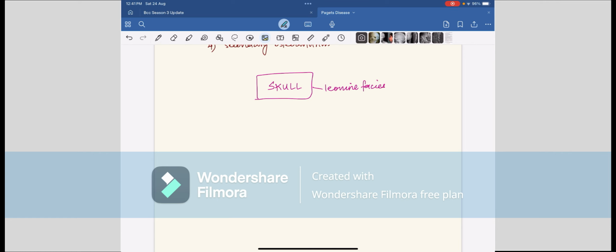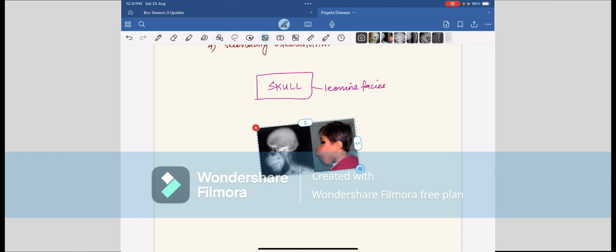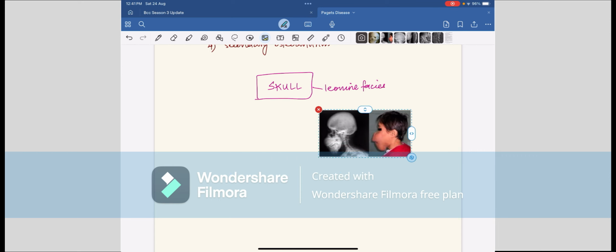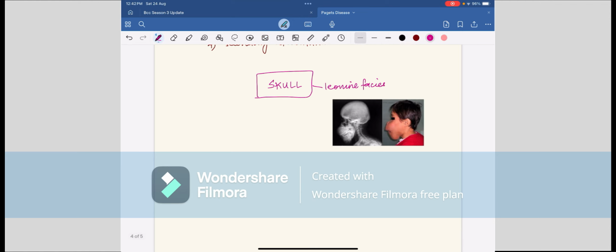So which is evident in this picture. As you can see in this picture, leonine facies, which is evident in this photograph.